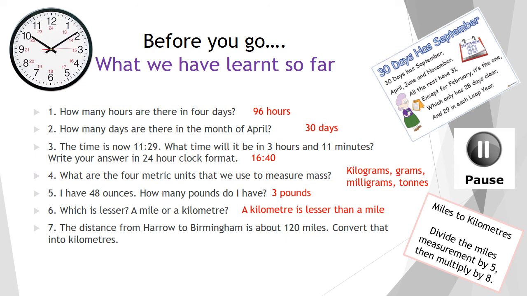mile is greater. And the distance from Harrow to Birmingham is about 120 miles. Converting that into kilometres gives us 192 kilometres. Remembering we divide by 5 multiplied by 8. So well done if you managed to get those. And if you did better than you did at the beginning, even bigger well done.